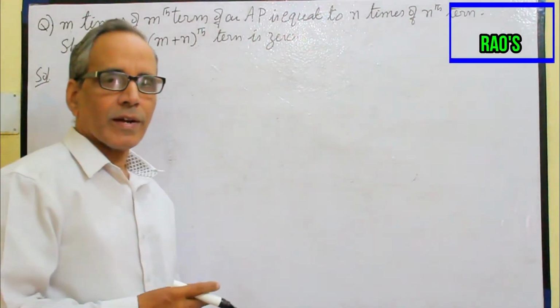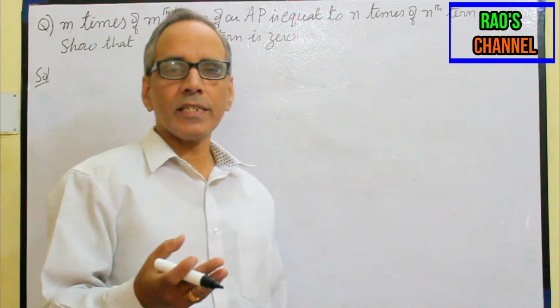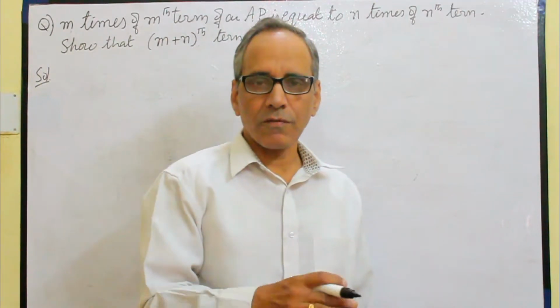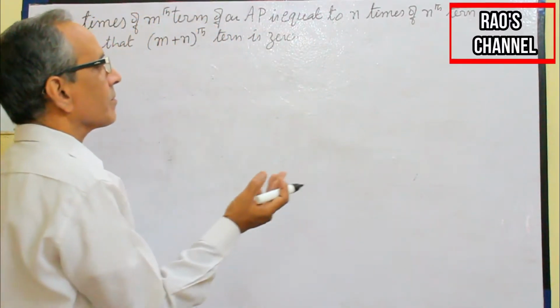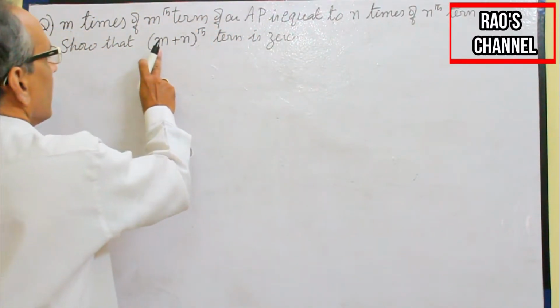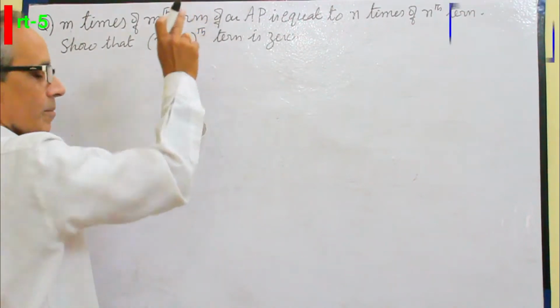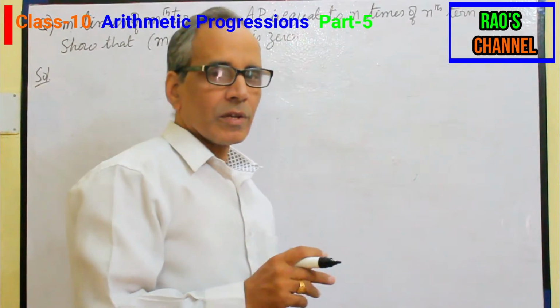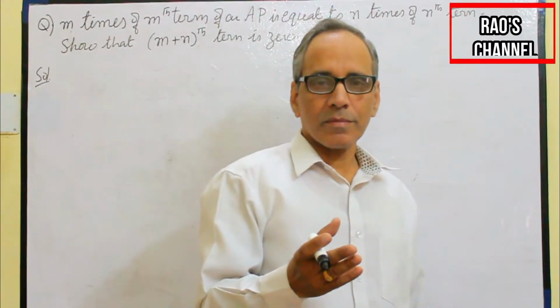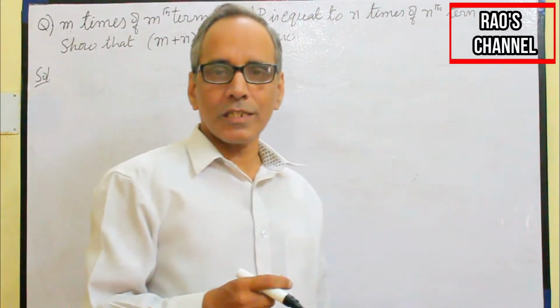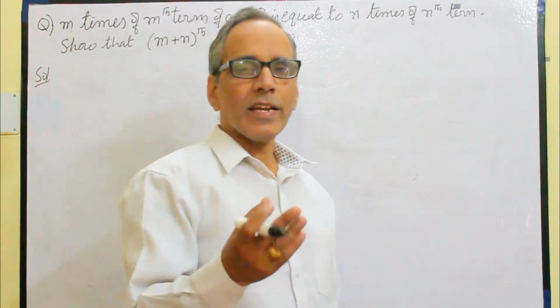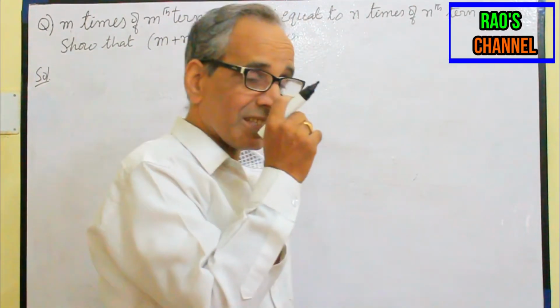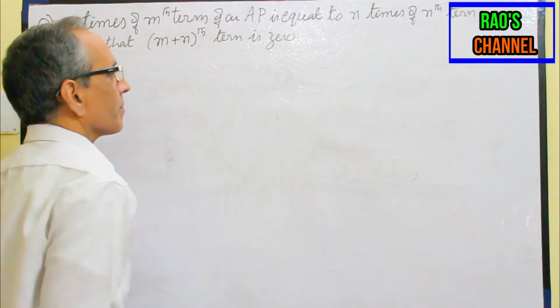As in the previous question, 5 times the 5th term and 8 times the 8th term are equal. Instead of 5 and 8, you are given here m and n. Show that the (m plus n)th term is 0. In the previous example, we showed that the 5 plus 8th term, that is the 13th term, is 0. Instead of 5 and 8, here we have the variables m and n.